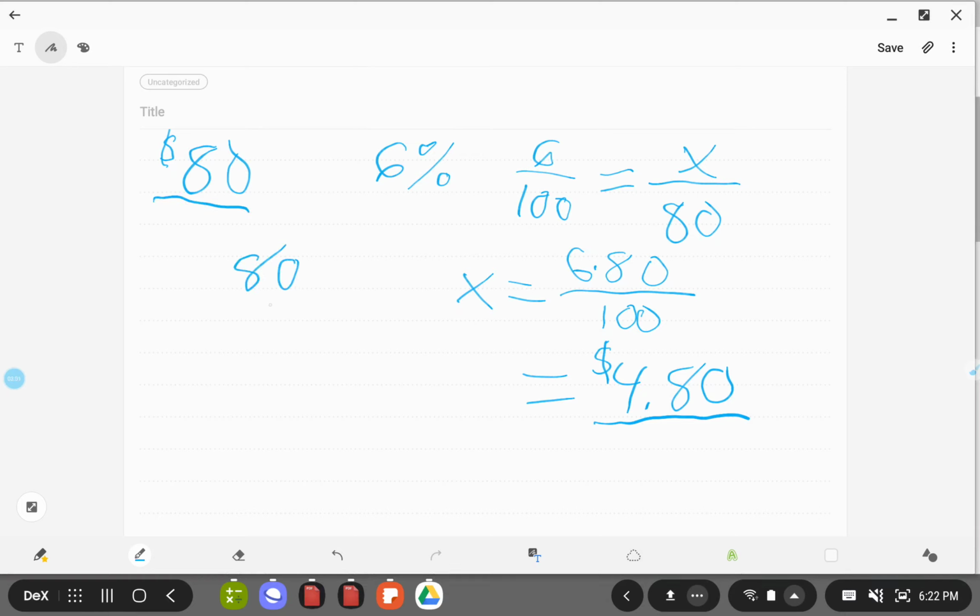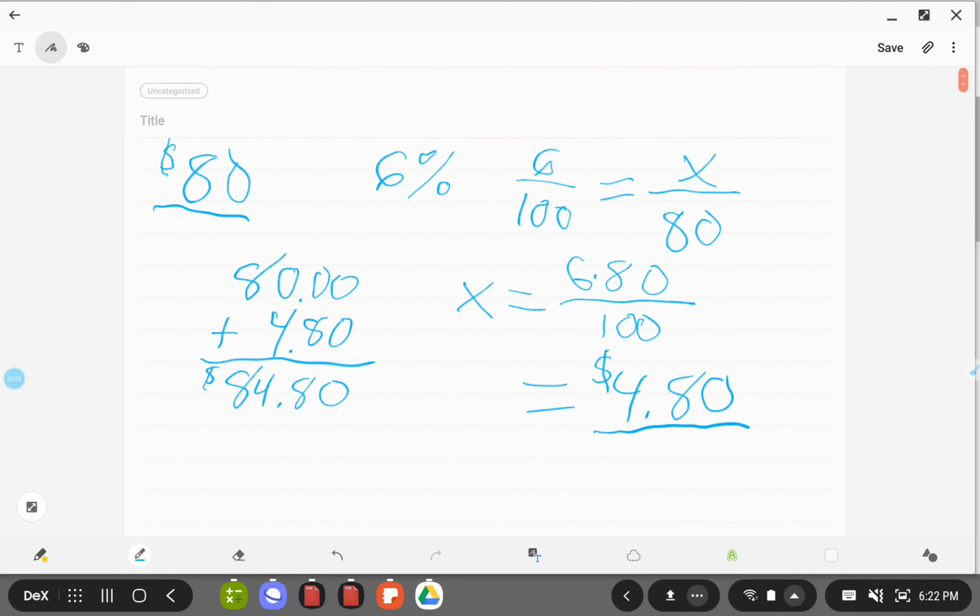So my $80, I have my $4.80, that gets added together, and I end up with $84.80. So that's how much I'll have to pay the cashier when I buy my product. It said $80 on the sticker or on the sign, but when I get to the register, it actually costs $84.80. So that's using the 6% tax that we have here in Greenville.